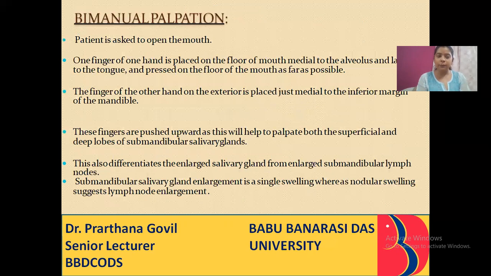Talking about bimanual palpation, the patient is asked to open the mouth. One finger of one hand is placed on the floor of the mouth, medial to the alveolus and lateral to the tongue, pressed on the floor of the mouth as far as possible. The finger of the other hand on the exterior is placed just medial to the inferior margin of the mandible. These fingers are pushed upwards, as this will help to palpate both the superficial and the deep lobes of the submandibular salivary gland. This also differentiates the enlarged salivary gland from enlarged submandibular lymph nodes. Submandibular salivary gland enlargement is a single swelling, whereas nodular swelling suggests lymph node enlargement.